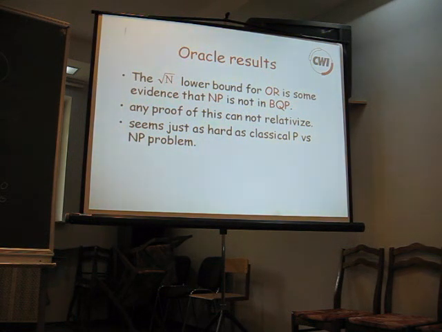And that just says that any proof that relativizes cannot demonstrate that NP is different from BQP. And my feeling says that it is just as hard as the general P versus NP question, the BQP versus NP question. We run into the same problems.